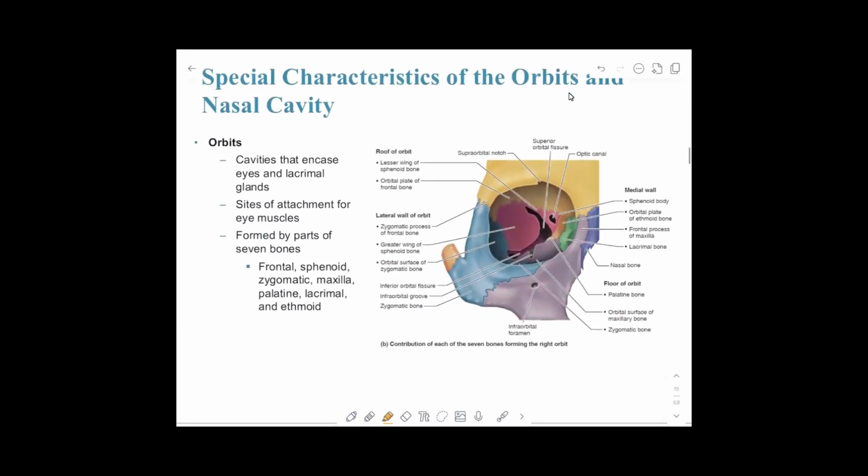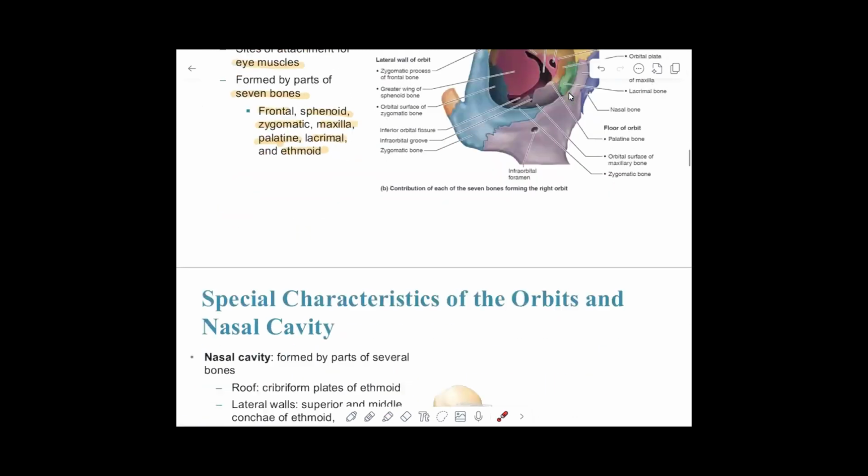So let's look a little closer at the orbits. The orbits are the cavities that encase the eyes and lacrimal glands, which would be the tear ducts essentially. They're an attachment for eye muscles, which you'll learn about later in the semester. And there's actually 7 bones that make up the orbit: frontal bone, sphenoid bone, zygomatic, maxilla, palatine, lacrimal, and ethmoid. So we can see a lot of these bones shown around the orbit.